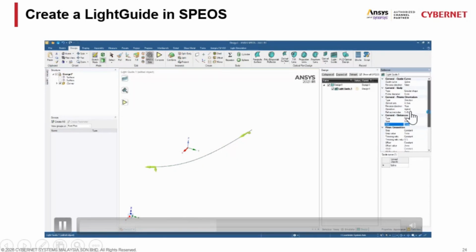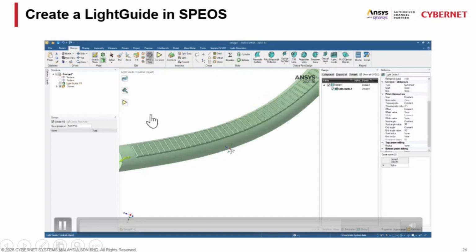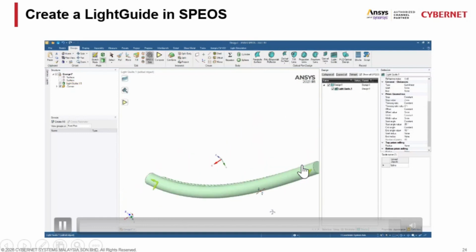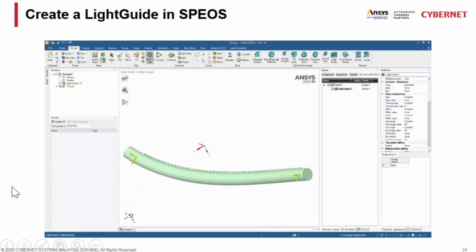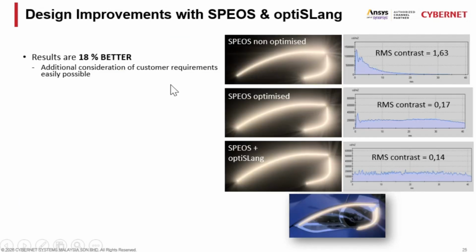After that, we need to set up the step and also the milling for the tooth of the light guide. After that, we press this button so we can generate the tools according to our setting. So the light guide is very simple. This is the design improvement.